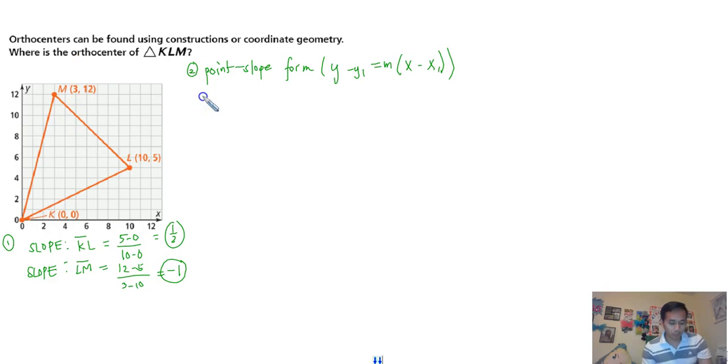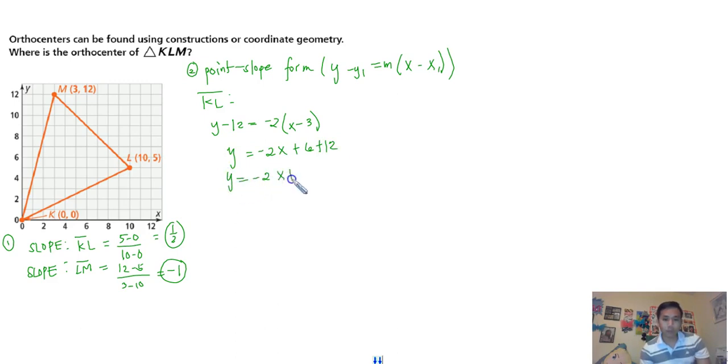So we start with KL, segment KL. We are looking at what is perpendicular to KL. Okay, what is perpendicular to KL? So y minus 12 is equal to -2 times (x minus 3). Okay, and then we do y is equal now to -2x plus 6 plus 12, and then we have y is equal to -2x plus 18.